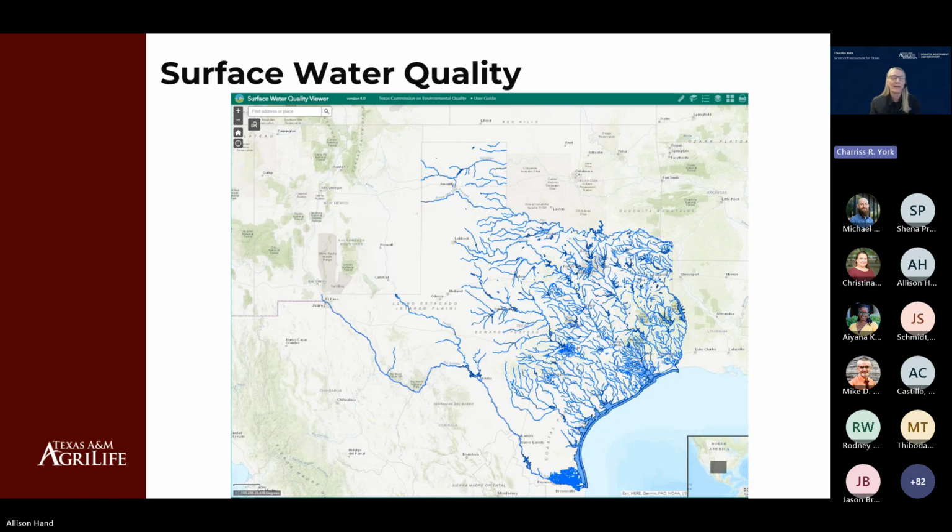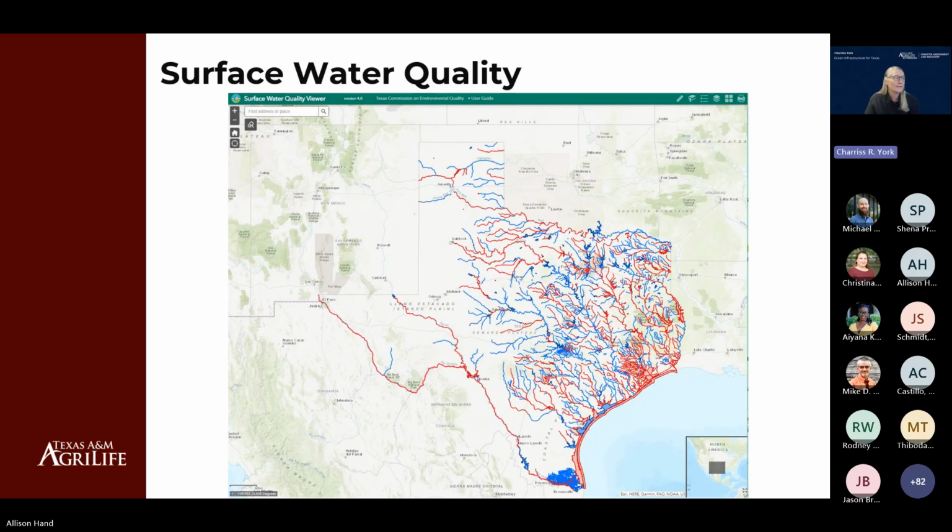And what we're looking at right now is just a map of the surface waters in Texas. So it shows kind of what you would expect: a lot of water in East Texas, not so much water in West Texas. But because it is a GIS tool, you can turn on and off different layers and look at different aspects of the map. So next.